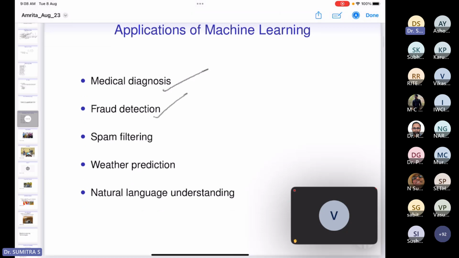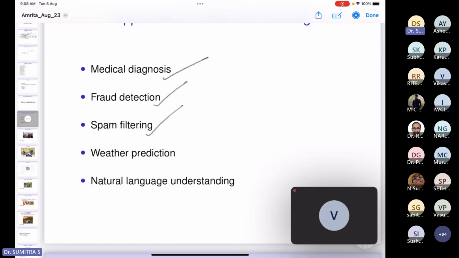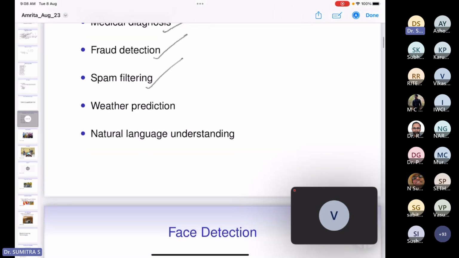And then fraud detection: for credit card transactions, can the system trigger an alarm when it detects a fraudulent transaction? Or in spam filtering, given a set of emails, whether we would be able to divide them into spam emails and non-spam emails, just like the examples we have seen before.